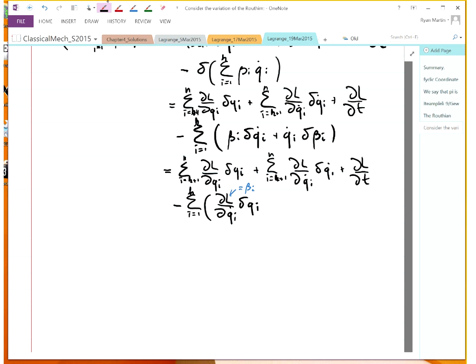And then the second term, it's just the same. Well, let me write it out separately as a second sum here, minus the sum from i equals 1 to k. And then the other term, I'm not going to change it, so it's just qi dot delta beta i.